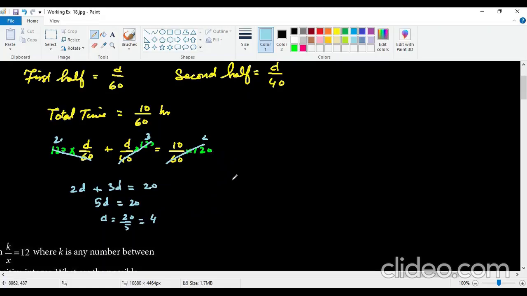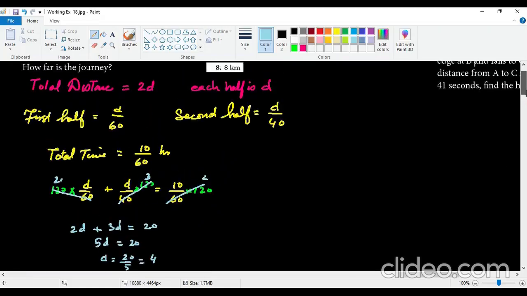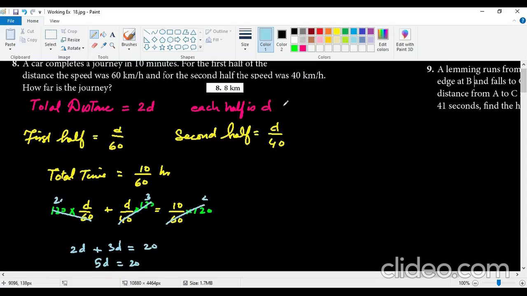That means, if you remember, in the very beginning I said half distances. Over here it's giving us a 4. So the total distance is going to be 2d, means 2 times 4, which is going to be 8 kilometers as an answer.